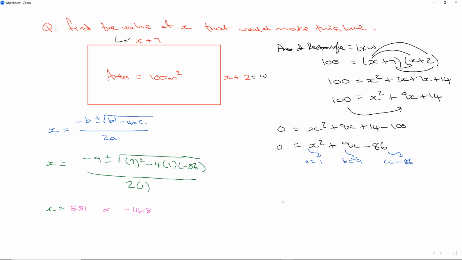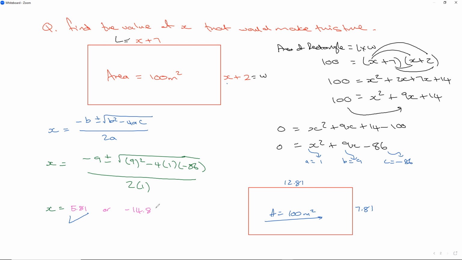Now, we've got to test it. So let's say we test it. We substitute 5.81 in for x. All right, so there'll be 5.81 plus 7, which is 12.81. And 5.81 plus 2 is 7.81. Let's go 12.81 times 7.81. And it'll come to, to three significant figures, the area will come to 100, approximately 100 meters squared. So those two answers are definitely going to be correct.